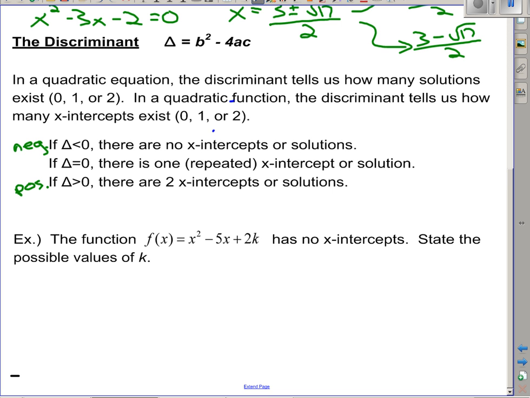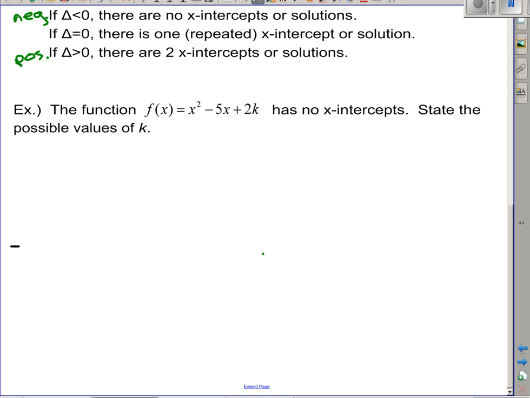All right, so the function f at x equals x squared minus 5x plus 2k has no x-intercept. State the possible values of k. Sometimes people get confused here because you've got your x and your k. You should really try and figure out what the question is telling you and what it's asking you for. You want to find the values of k. And it said there are no x-intercepts.